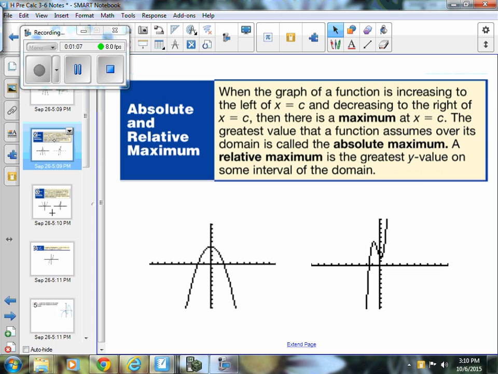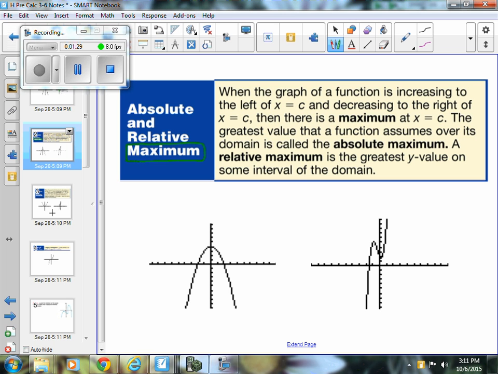All right, so let's talk about the first kind of critical point that's really important. They're called absolute and relative maximum. So I'm going to go ahead and talk about what a maximum might be. They have this big definition for it. When the graph of a function is increasing to the left of a point and then decreasing after it, they consider that to be a max. Well, that makes sense, right? If you're going up and then you go down, you have to reach a maximum value.